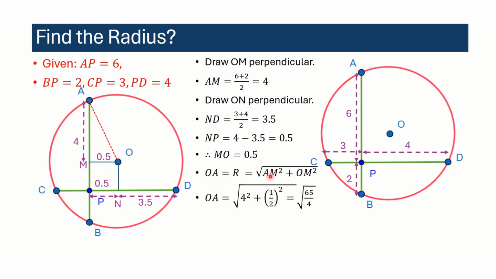So OA is equal to the square root of, AM is what? AM is 4 units, so 4 square plus OM square, and OM is 0.5, that is half, squared. So 4 into 4 is 16, and divided by 1 by 4, 16 into 4, that is 64 plus 1, 65. So this will be 65 and in the denominator we will have 4, so 65 by 4. So the square root of 65 by 4 is the radius of this circle.